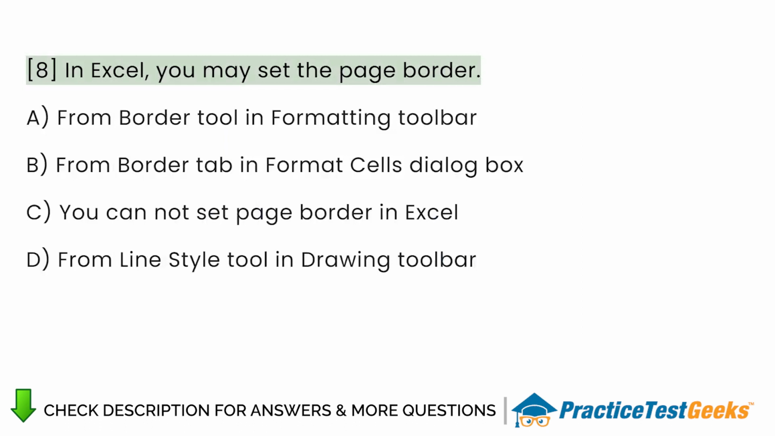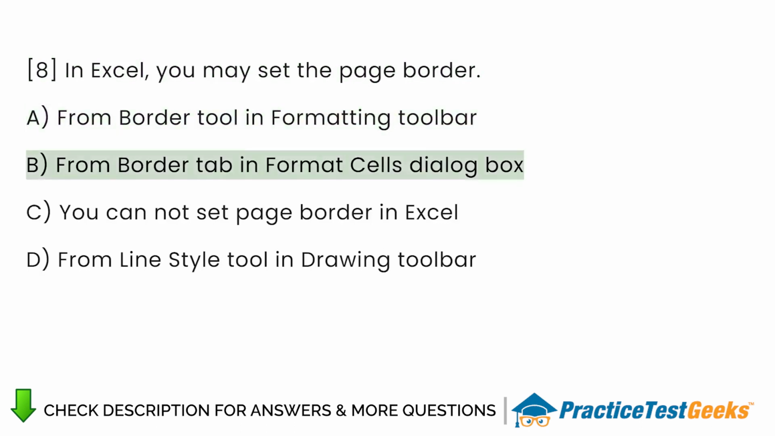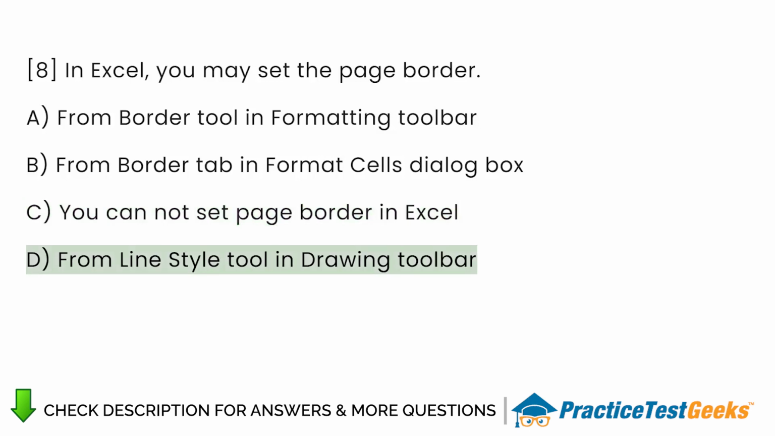In Excel, you may set the page border. A. From Border tool in Formatting toolbar. B. From Border tab in Format Cells dialog box. C. You cannot set page border in Excel. D. From Line Style tool in Drawing toolbar.